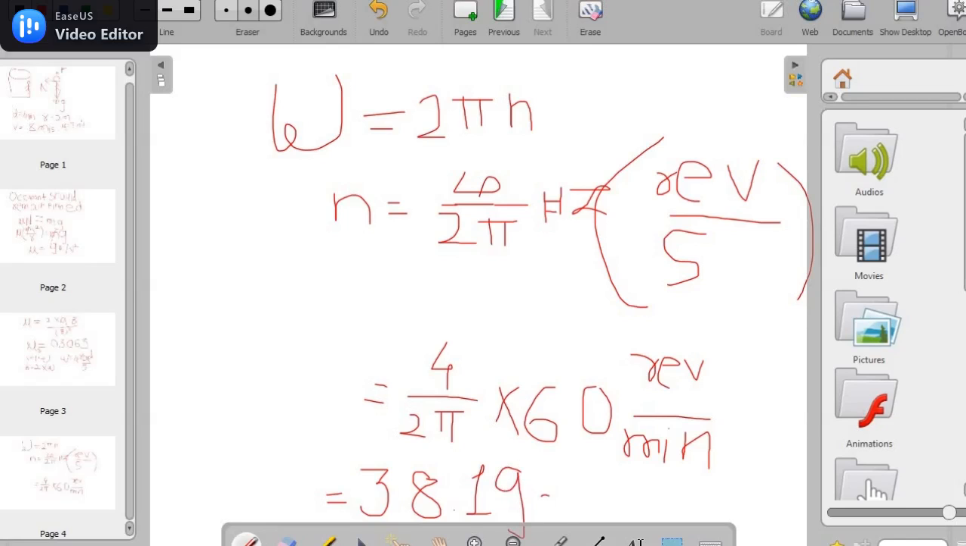Revolutions per minute. So this was our 5 basic examples. And after this I will take all complex examples.